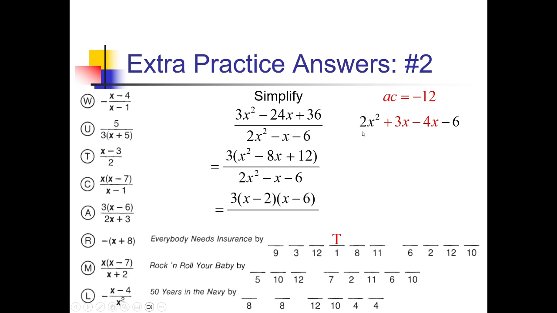So I can take an x out of my first 2 terms. I'm going to do grouping now because I've got 4 terms. So x comes out of the first 2. That leaves me with a 2x plus 3. And then I can take a negative 2 out of the last 2 terms, leaving me with a 2x plus 3.